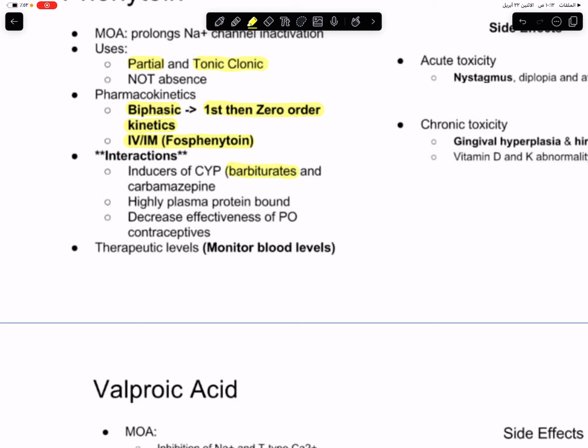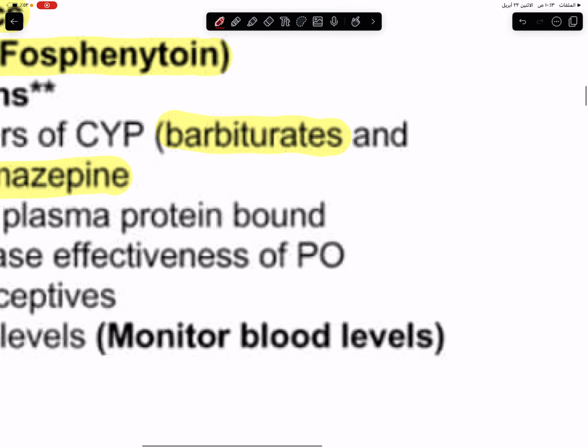It is highly plasma protein bound, as we discussed in general pharmacology, that if the drug is more plasma protein bound, less free drug will be available. So it will take more time to go out from the body, and the onset of action will also be slow. It decreases the effectiveness of oral contraceptives. Contraceptives are the drugs which are used to prevent pregnancy.